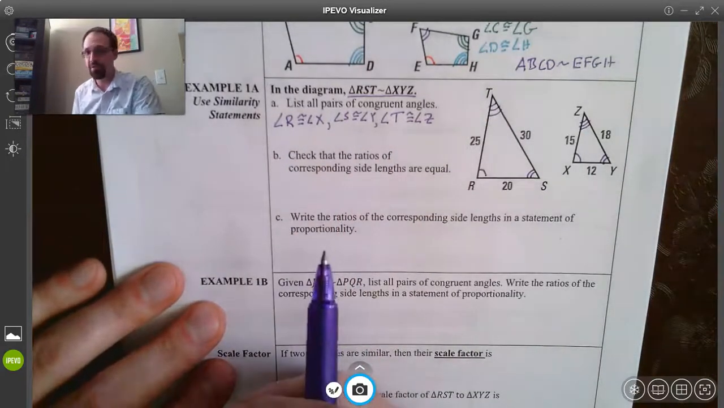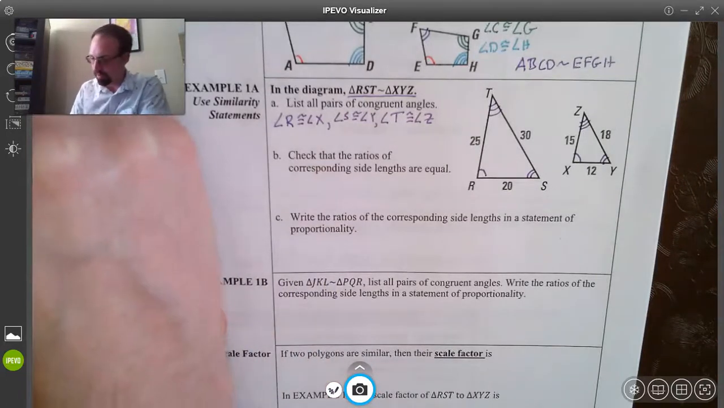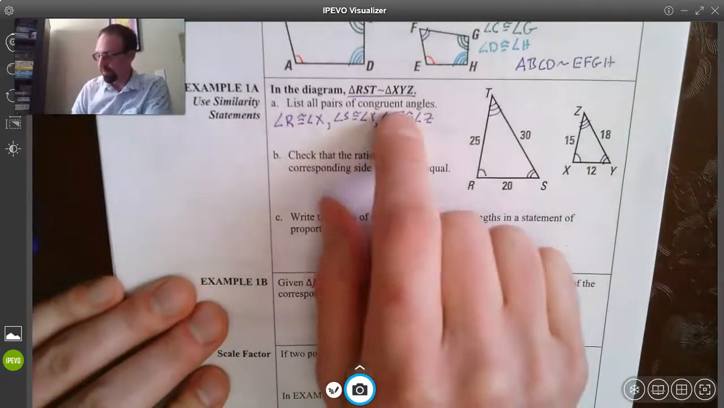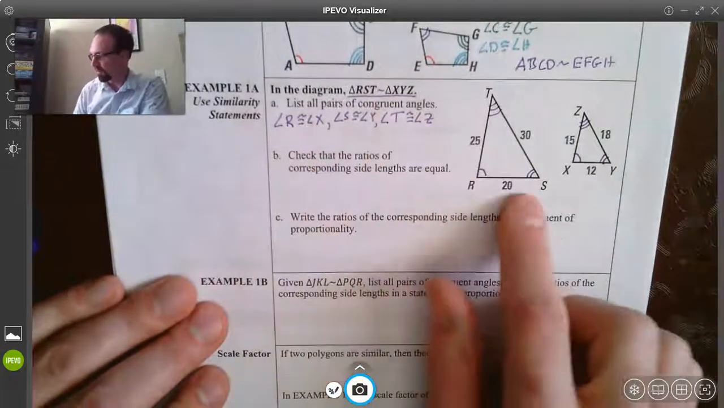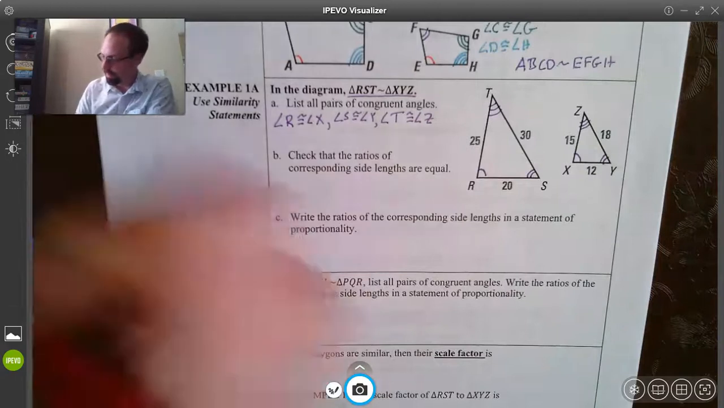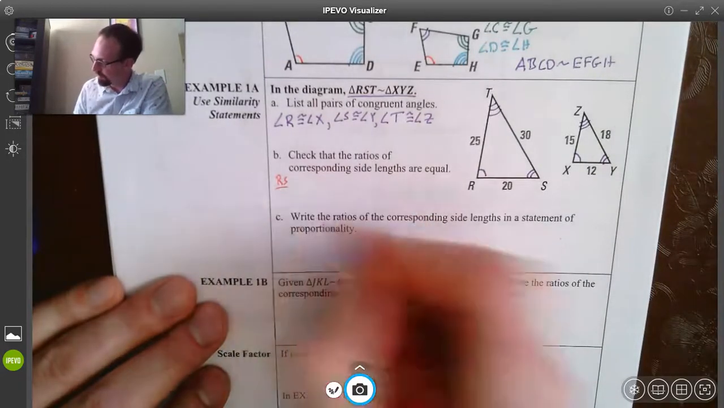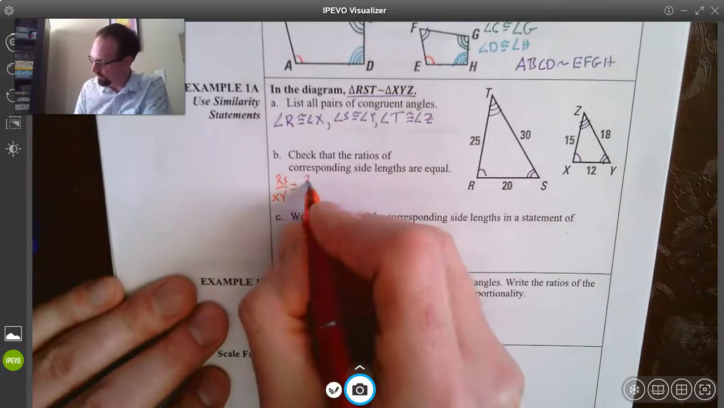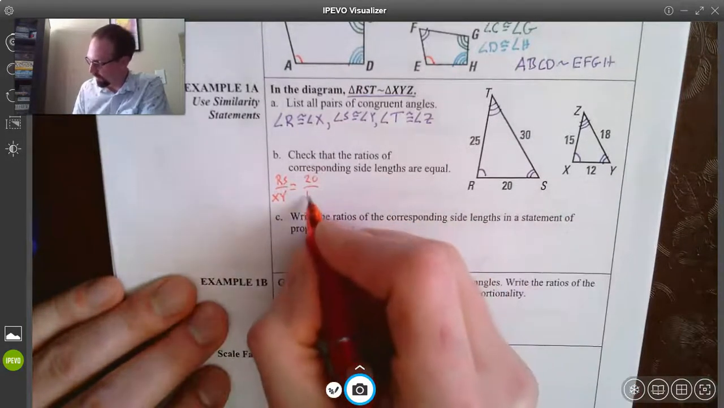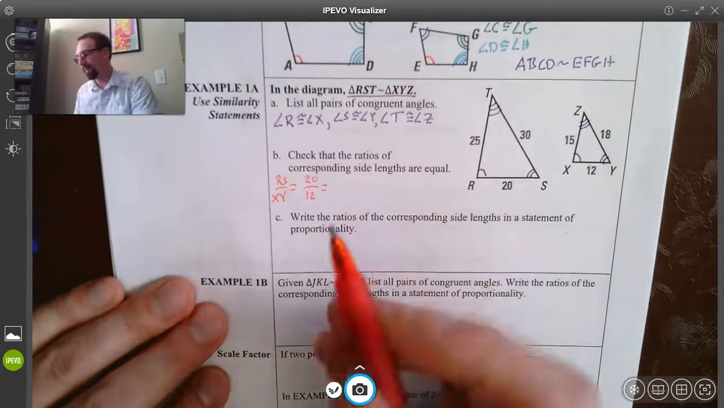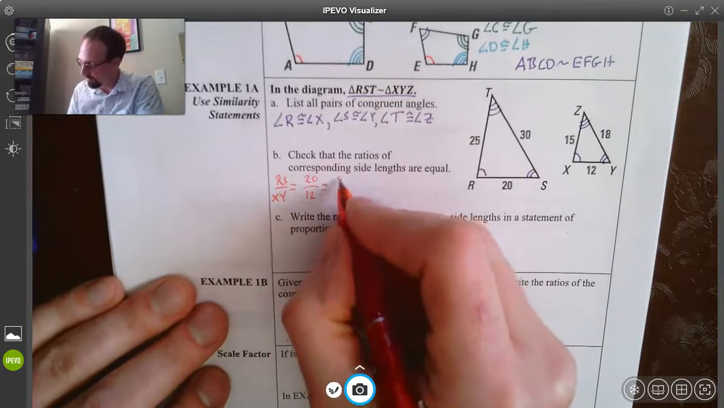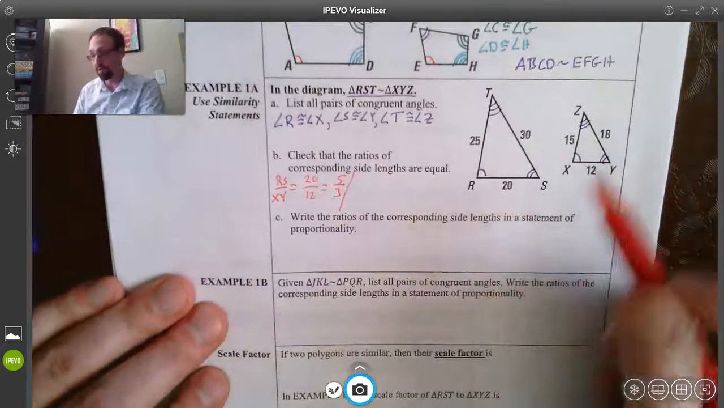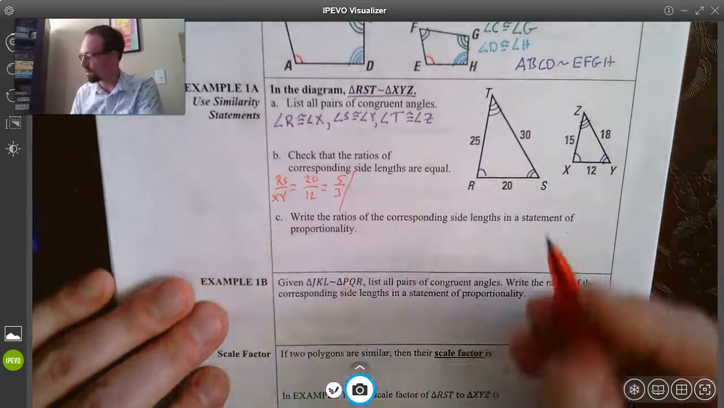It says check that the ratios of the corresponding sides are equal. So essentially we want to see, do these reduce to be the same thing? We're going from the first to the second. So we're going to do RS over XY. RS is 20. The length of XY is 12. So 20 over 12. 4 goes into both of those. 5/3. So that's me checking 1. I'm going to have to do this with 2 other sides, so just prepare yourself mentally for that.